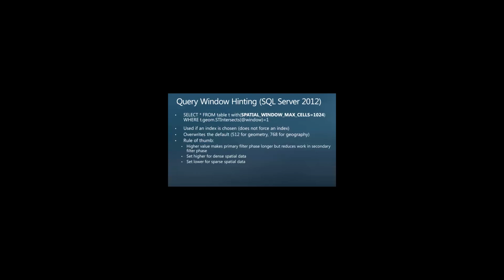It overrides the defaults, and the rule of thumb is that the higher the value is, the longer the primary filter phase is, but it reduces work in the secondary filter phase. So if I have sparse spatial data or point data, etc., then setting it lower might be better because I actually have less data that I have to go and join against. So let me show you an example of that in here as well. Let me scroll down here a little bit on my data here, and let's see where it is. I think here we are.